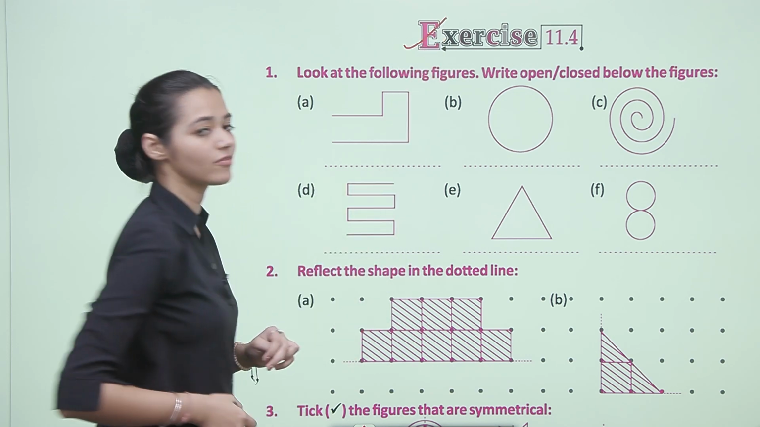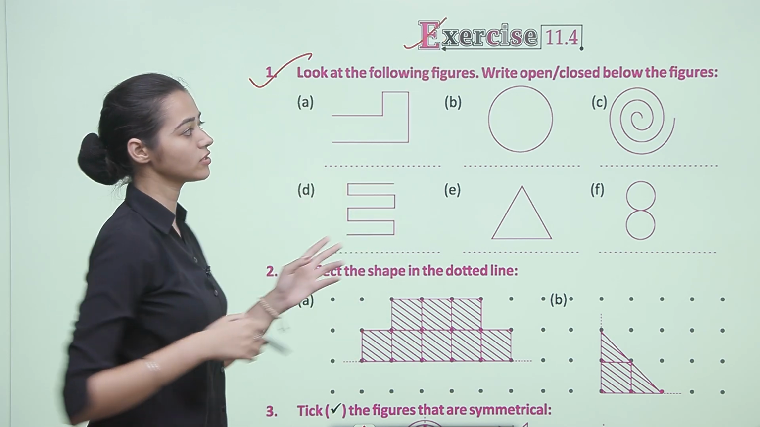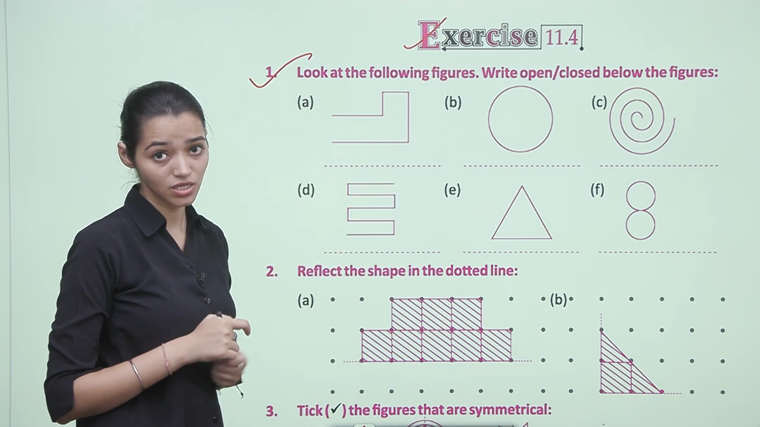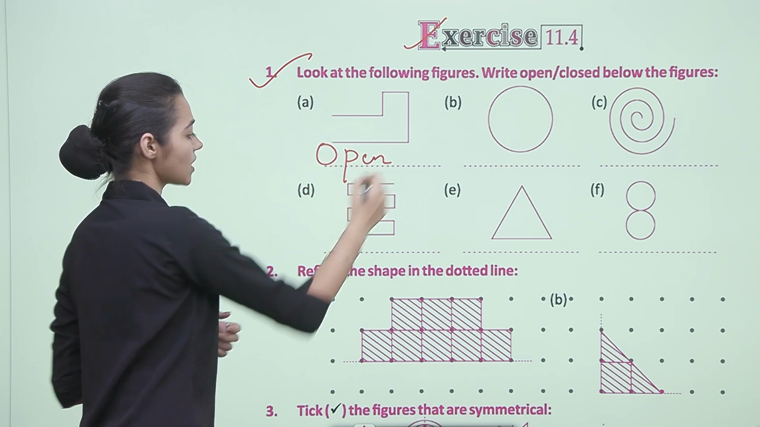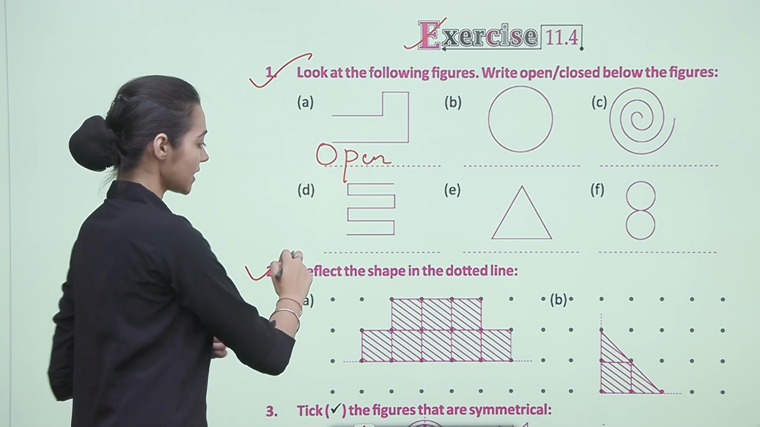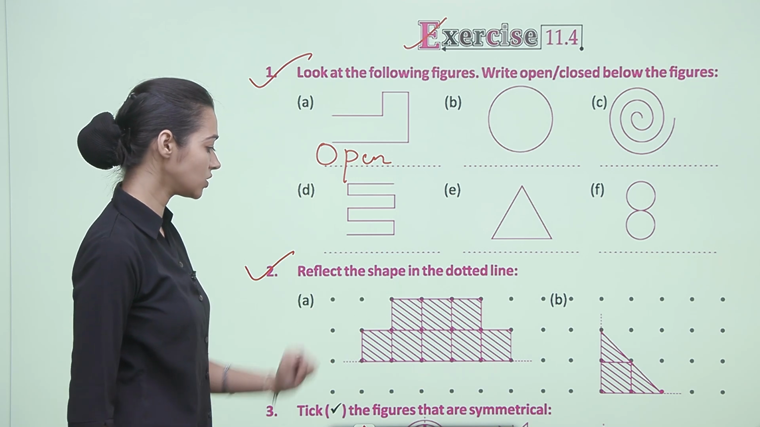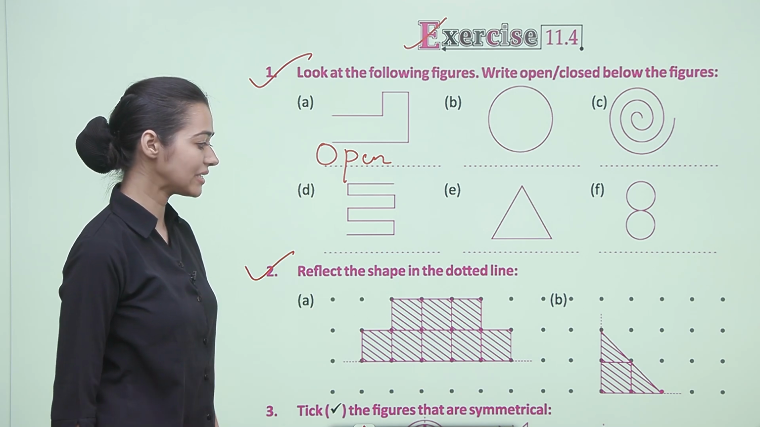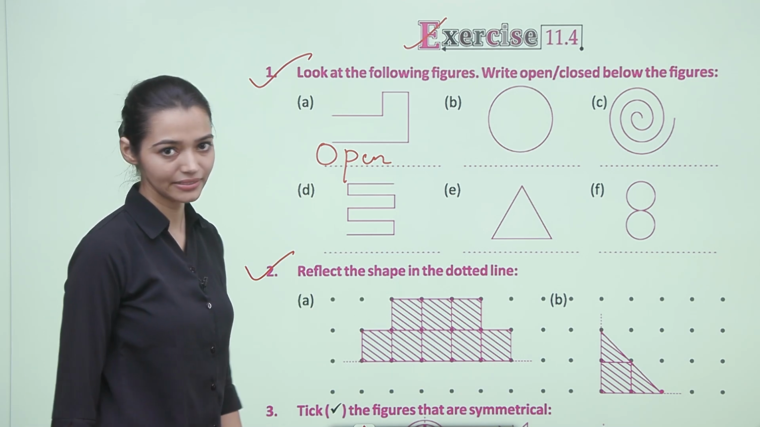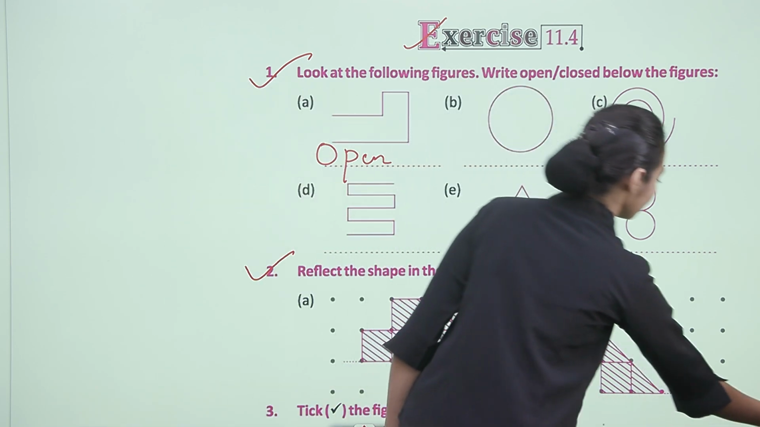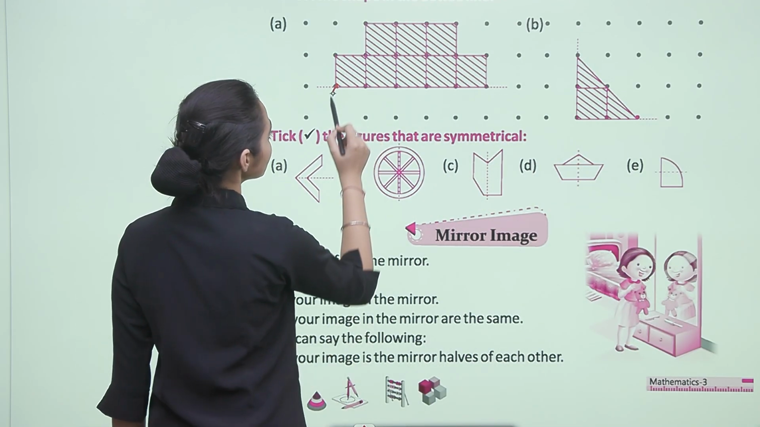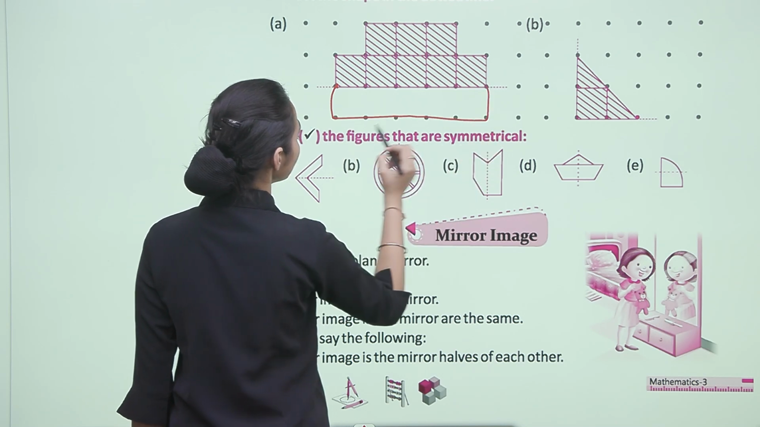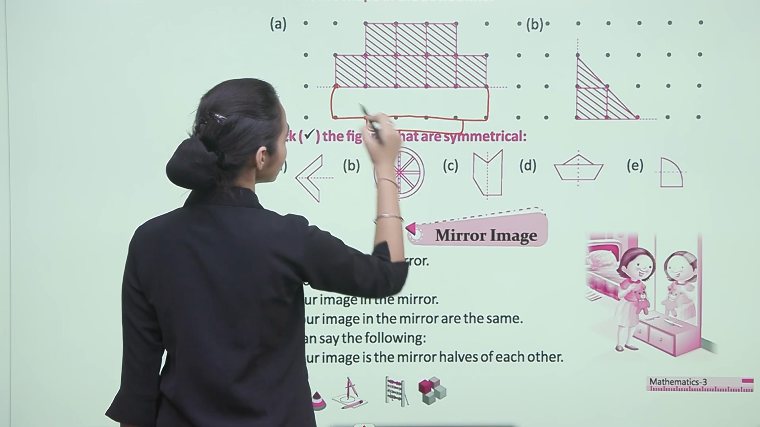Let's start with exercise 11.4. In the first part, we have to look at the following figures and write open or closed below the figure. So the first one is open. That's how you can complete the remaining part. And the next one, we have to reflect the shape in the dotted line. Here you have to complete this shape in the dotted line. You will complete it like this, and after that 3 more points to join this.